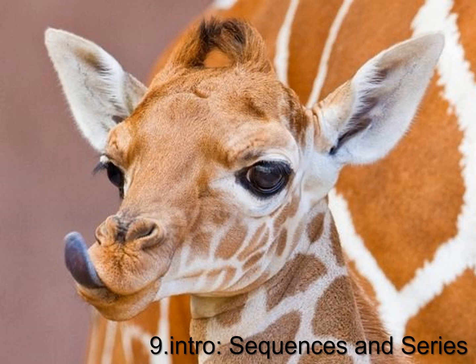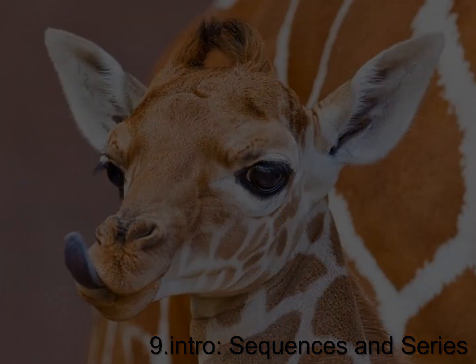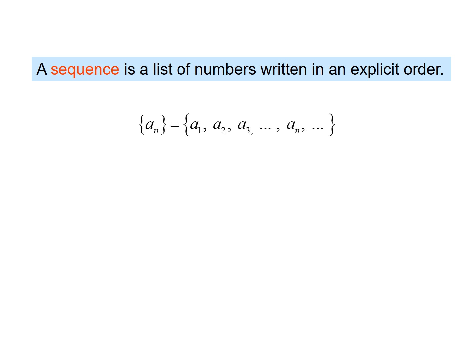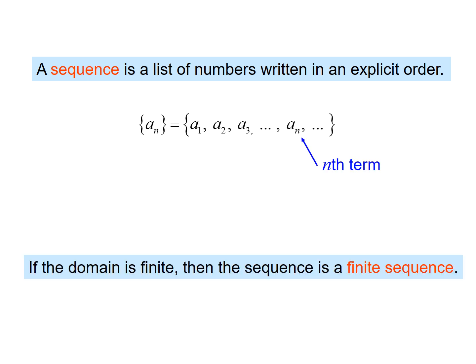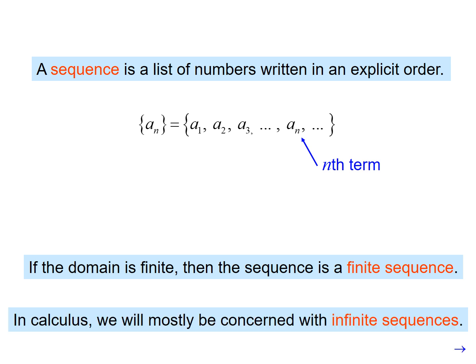Right, we're going to take a look at sequences and series. So this is just an introduction to our new unit. A sequence is an ordered list of numbers. So we just have a whole bunch of numbers that are in a specified order. We refer to some arbitrary term as the nth term. If we have a finite domain, say we're going out to a sub 10, we have a finite sequence. We're mostly going to be concerned with infinite sequences, sequences that just keep going and going.